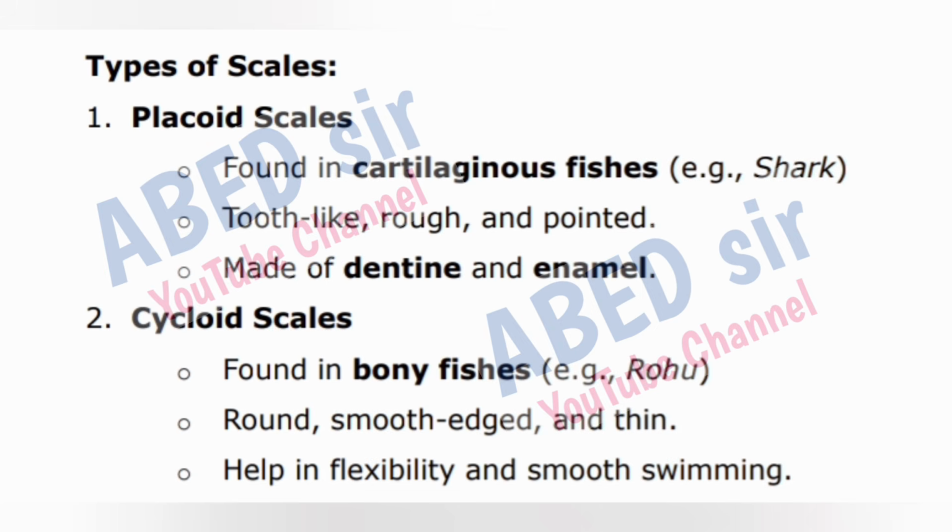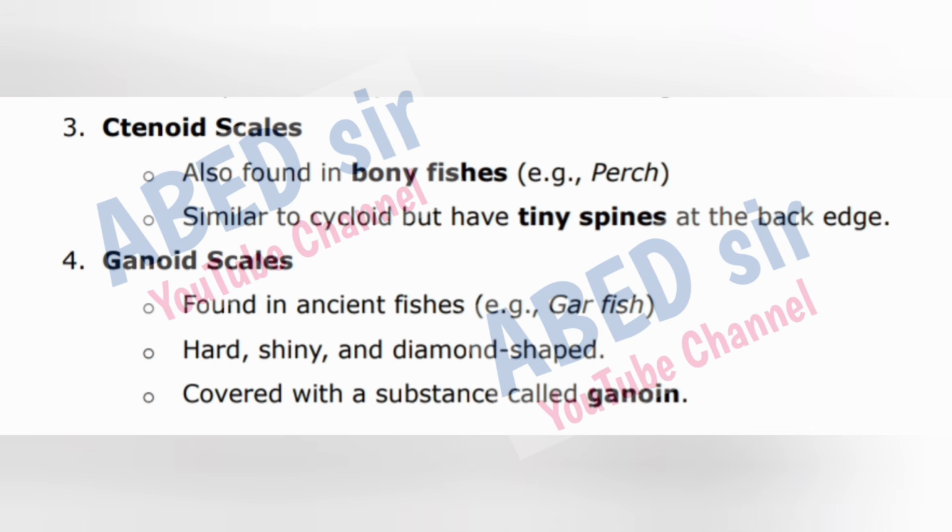2. Cycloid scales. Found in bony fishes, example, rohu. Round, smooth-edged, and thin. Help in flexibility and smooth swimming. 3. Ctenoid scales. Also found in bony fishes, example, perch. Similar to cycloid but have tiny spines at the back edge. 4. Ganoid scales. Found in ancient fishes, example, garfish. Hard, shiny, and diamond-shaped. Covered with a substance called ganoin.